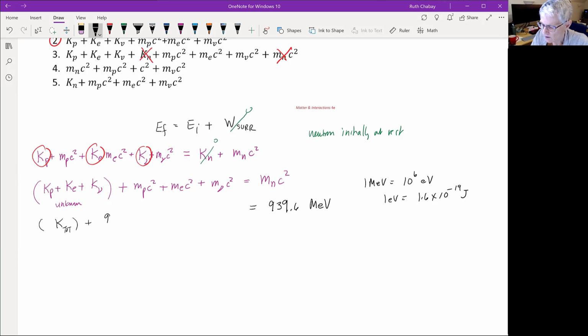Plus the rest energy of an electron, which is much lighter, 0.511 MeV. The rest energy of a neutrino is very tiny. It's on the order of 10 to the negative sixth MeV, about on the order of 1 eV, and people are still measuring this, so we can pretty much neglect that.